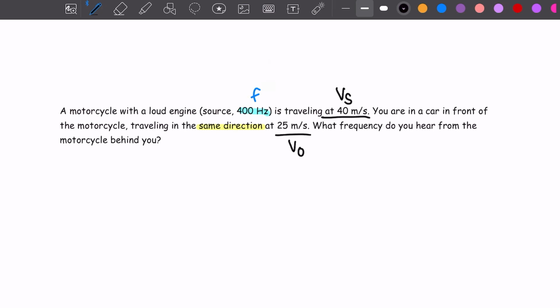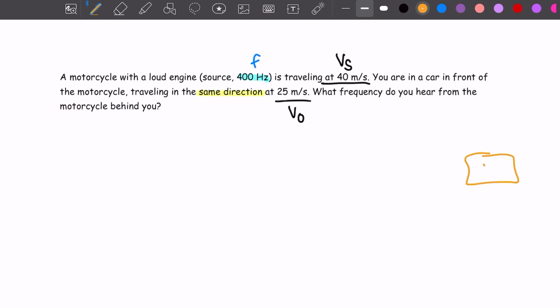We're going to draw out this diagram. Here's the car. It's going this way. And here's the motorcycle.